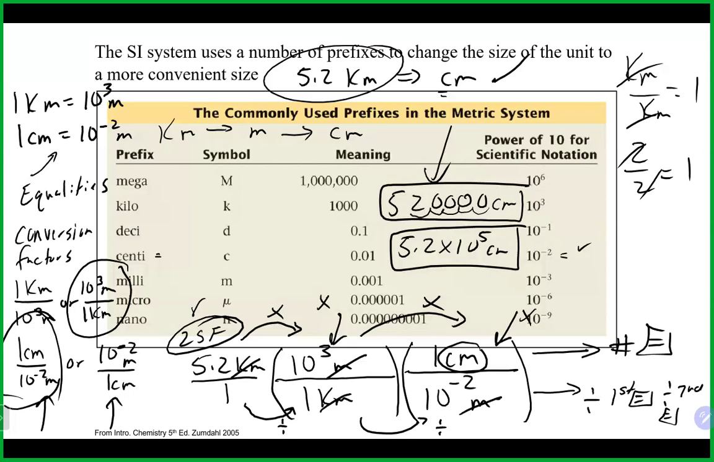Any questions on that? Does make sense because centimeters is a smaller unit than kilometers, right? So you have a lot more smaller unit than you do in the bigger unit, right? So that makes sense as well.